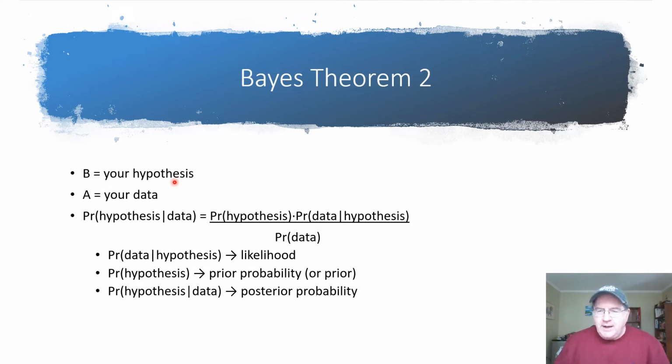If B is your hypothesis and A is the data that you observe, then to restate Bayes' theorem in this form, the probability of the hypothesis that you have, given the data that you have, is equal to the probability of that hypothesis times the probability of observing the data given that hypothesis, divided by the probability of the data. So some of this you're already familiar with.